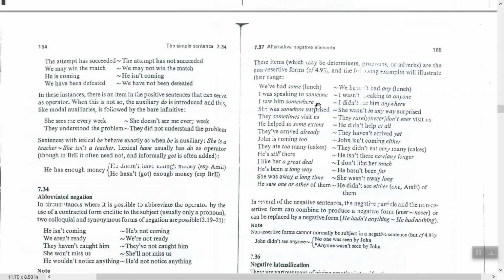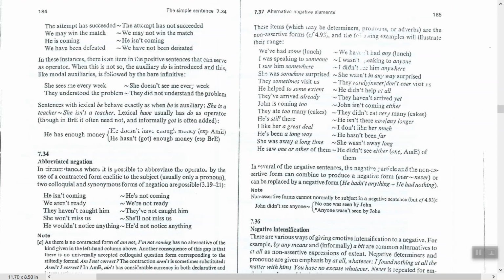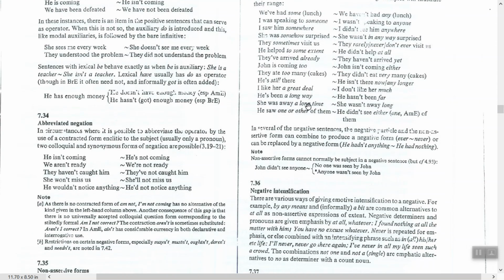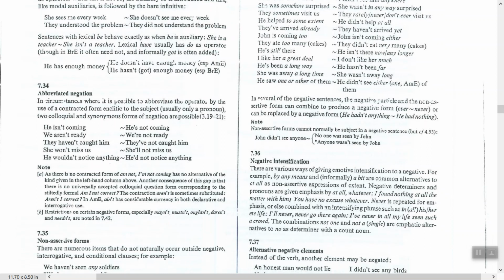You have to use assertive forms with positive or affirmative sentences, but non-assertive forms with negative, question, conditional sentences, etc. You have to read these sentences. Very important. He saw one or other of them. He didn't see either of them.